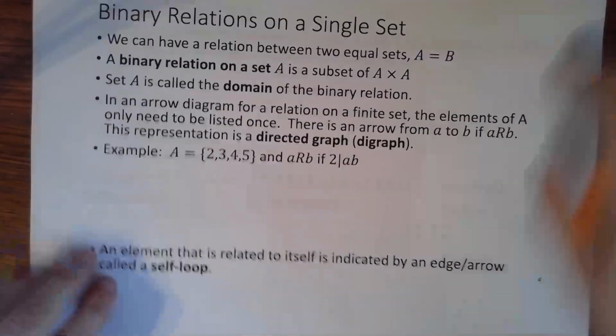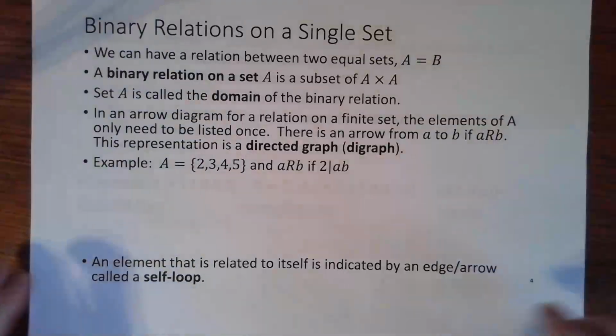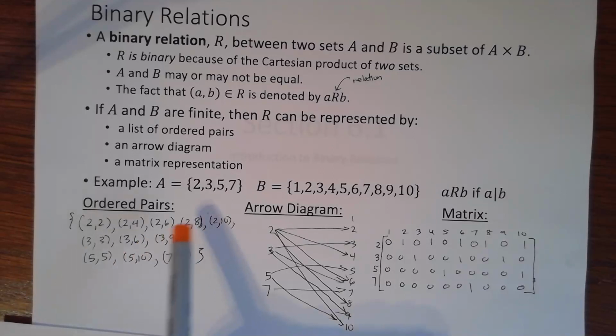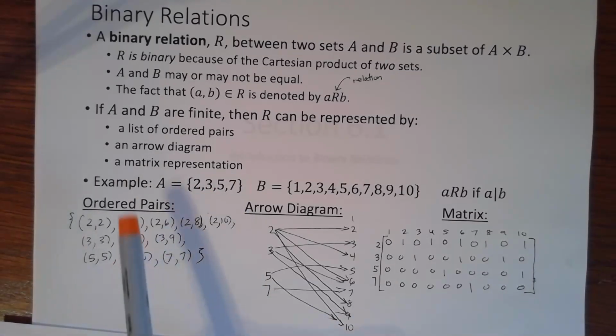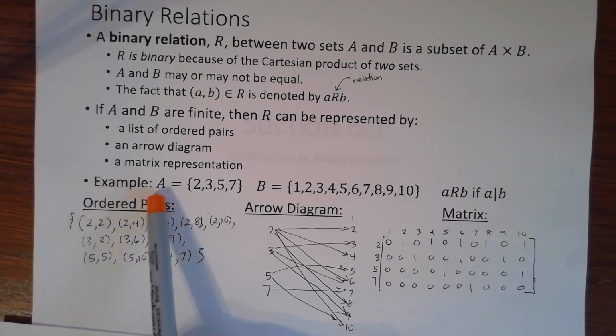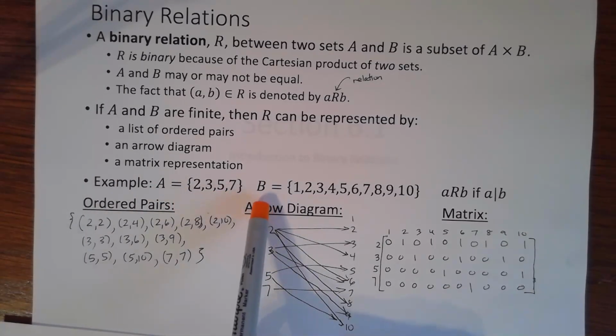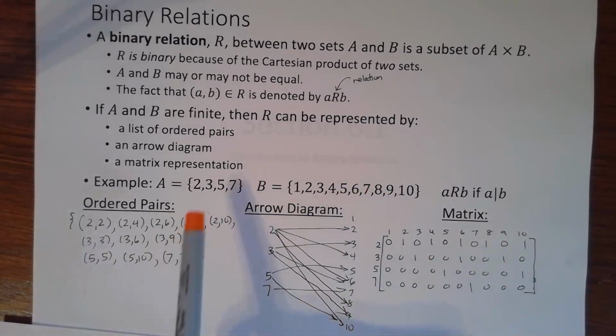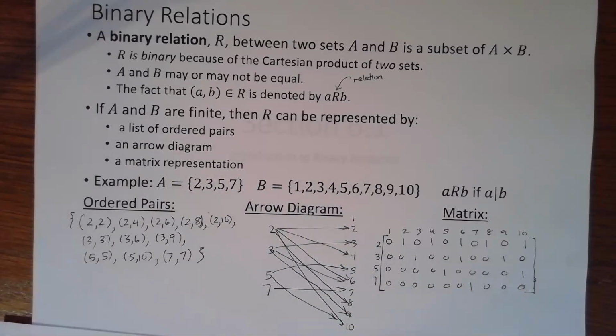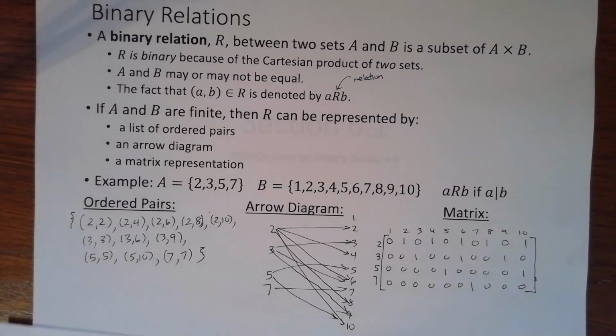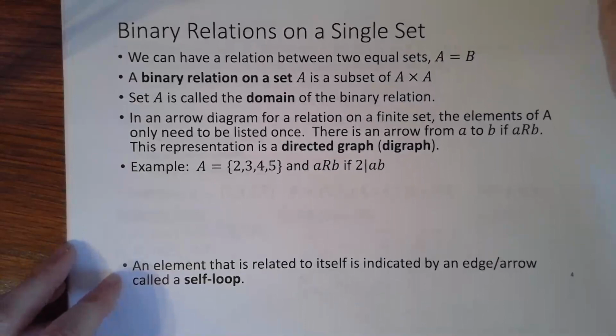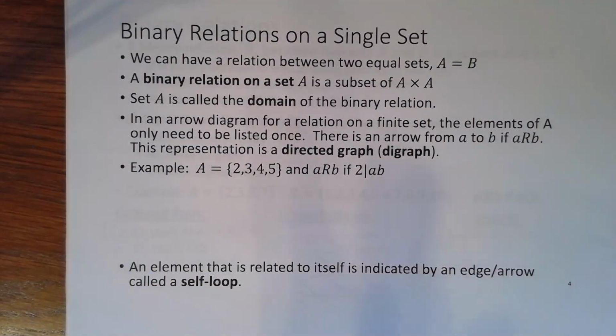So now we want to look at a binary relation on a single set. In the previous example for binary relations, we had one set, 2, 3, 5, 7, and another set, 1, 2, 3, 4, 5, 6, 7, 8, 9, 10. These sets were different, and we had a relation that went from set A to set B, two completely different sets. But if we talk about a binary relation on a single set, instead of having 2 different sets, A and B, we're going to have the same set.